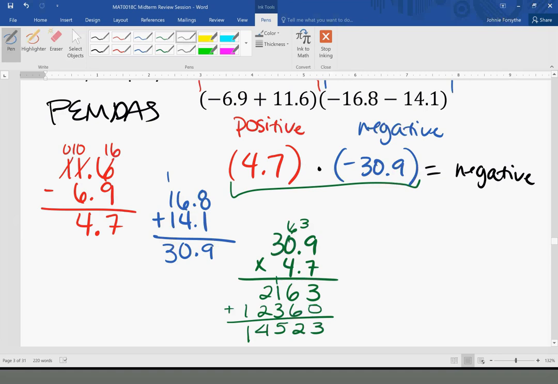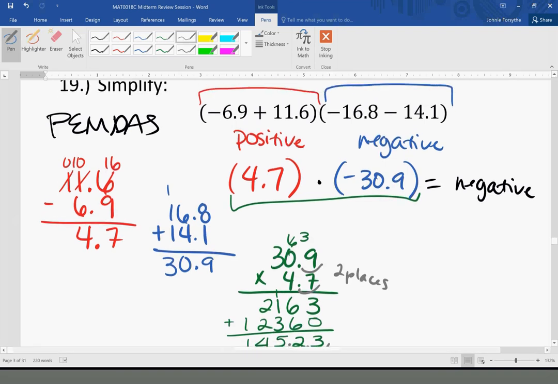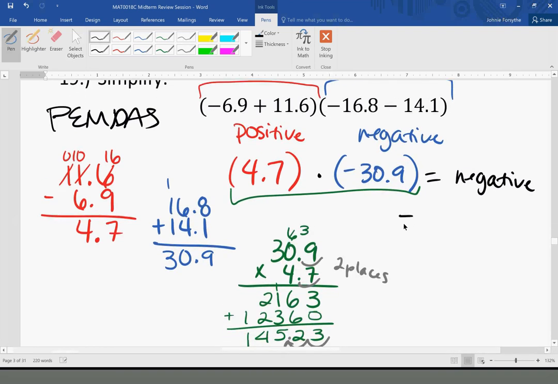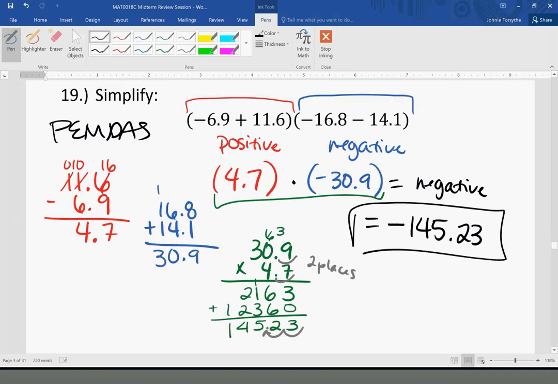But now we need to pay attention to the decimal places. So we have 2 places, so we're going to have to move the decimal twice here. So the answer is actually 145.23. But the answer to our problem is negative, so the final answer is going to be negative 145.23. This is going to be our final answer here.